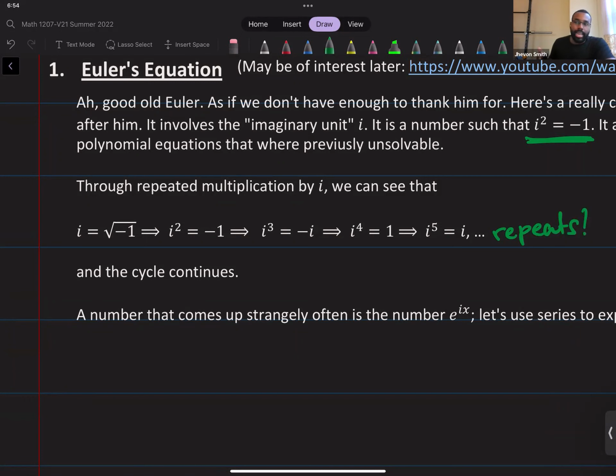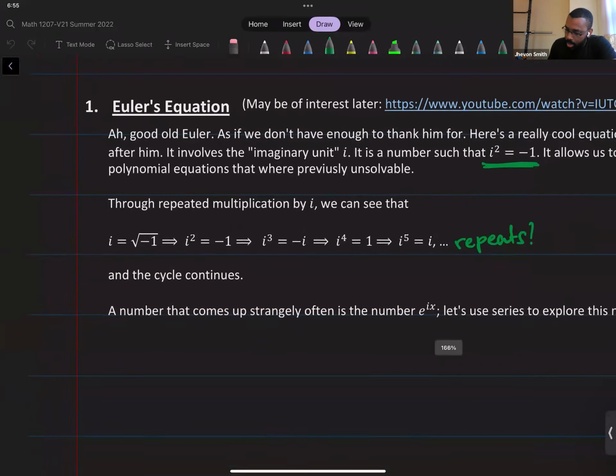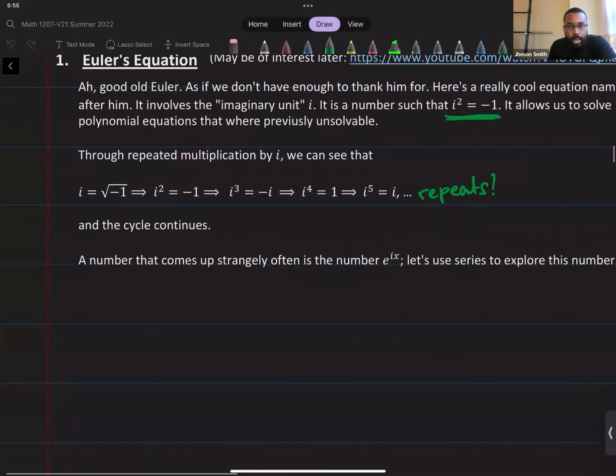Okay. So just knowing that is enough for what we're going to do, because I'm going to want to derive a very important equation. And right now, that's all we need to know about complex numbers to derive that equation. It turns out that a number that comes up very often is e to the ix, where x is a real number. So it's e to what we call an imaginary number. Now, we're going to do something with this and figure out what this thing is.